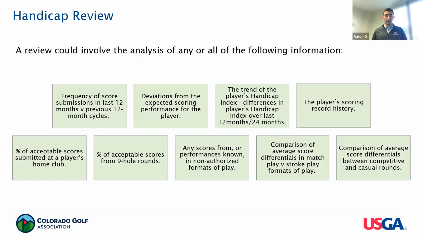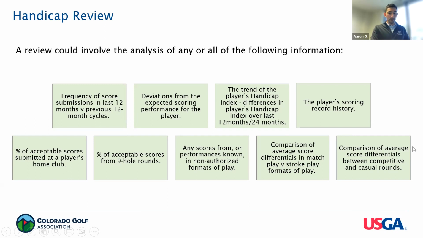Okay, and here are some other pieces of information that you can analyze. Frequency of score submissions, deviations from the expected score. A lot of these will be some handwritten work kind of on the side. But a lot of this stuff can be pulled for you in the reporting section. The player's scoring record history, percentage of acceptable rounds from 9-hole rounds, any scores known from unauthorized formats of play.